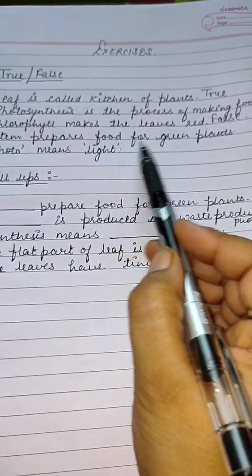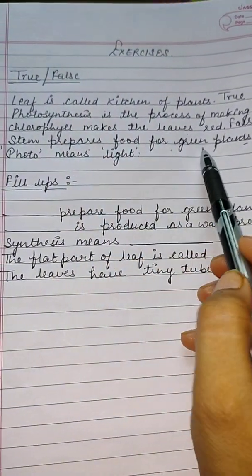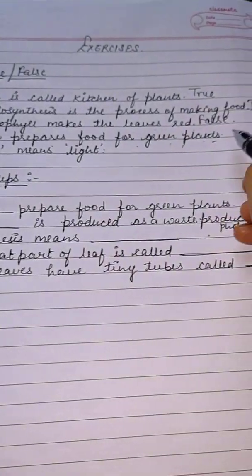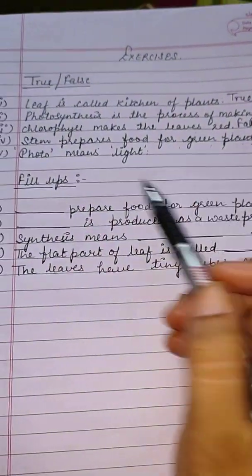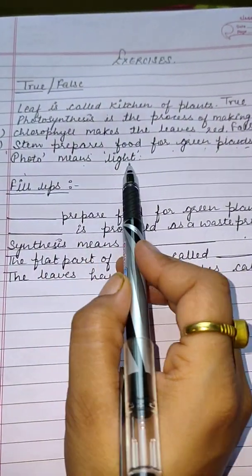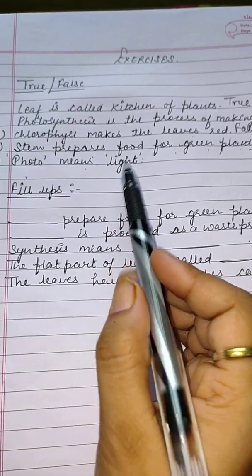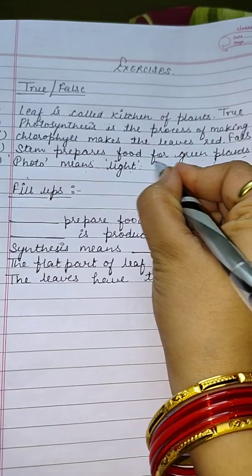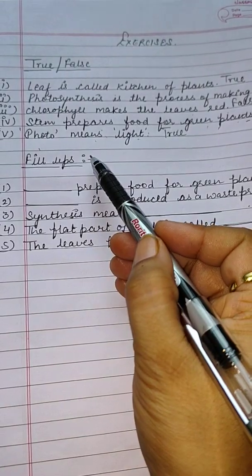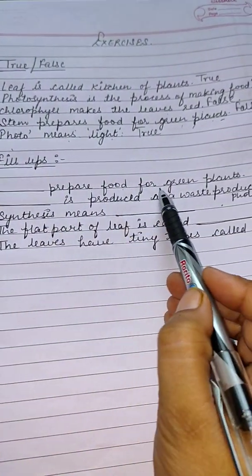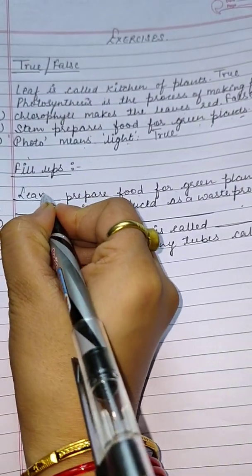Stem prepares food for green plants. No. For green plants, leaves prepare food. So this is false. Photo means light. Yes, photo means light and synthesis means putting together. So this is true. Next, fill in the blank: dash prepare food for green plants. Leaves. Leaves prepare food for green plants.